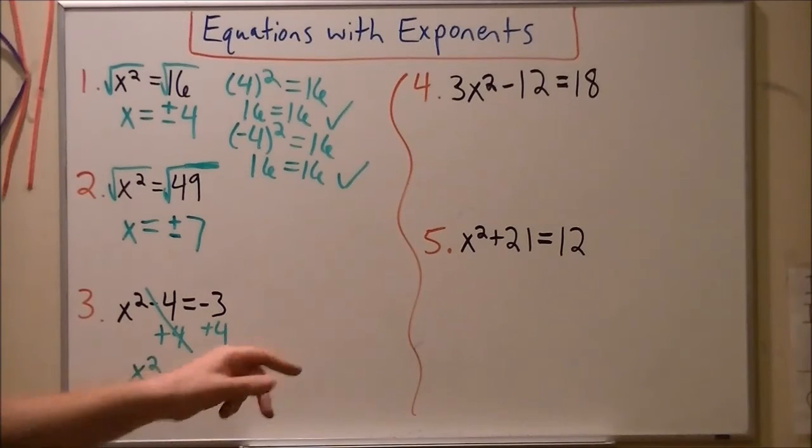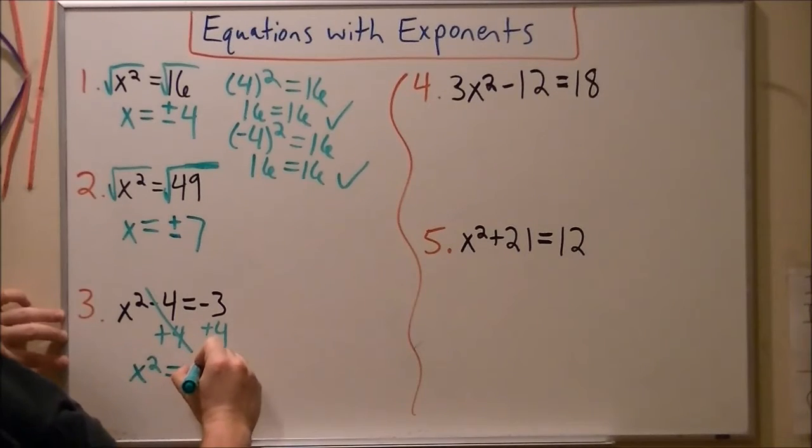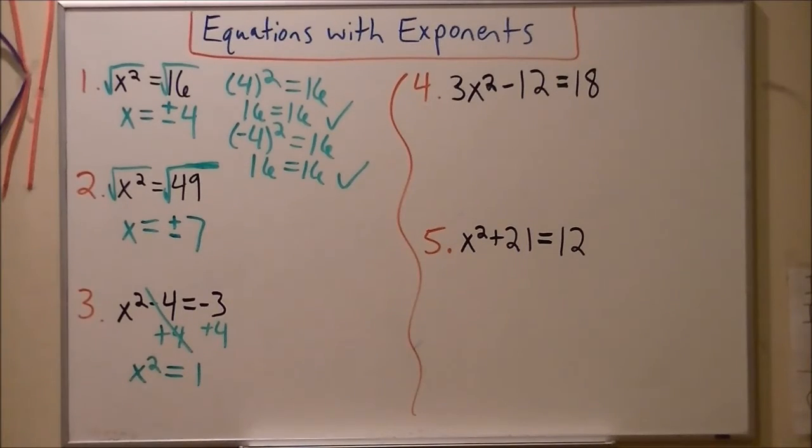What is negative 3 plus 4? Negative 3 plus 4 is a positive 1. I can't solve, though, for x squared. I must solve just for x, or x to the first power. And so how do I get rid of that silly squared that I do not want to be there?